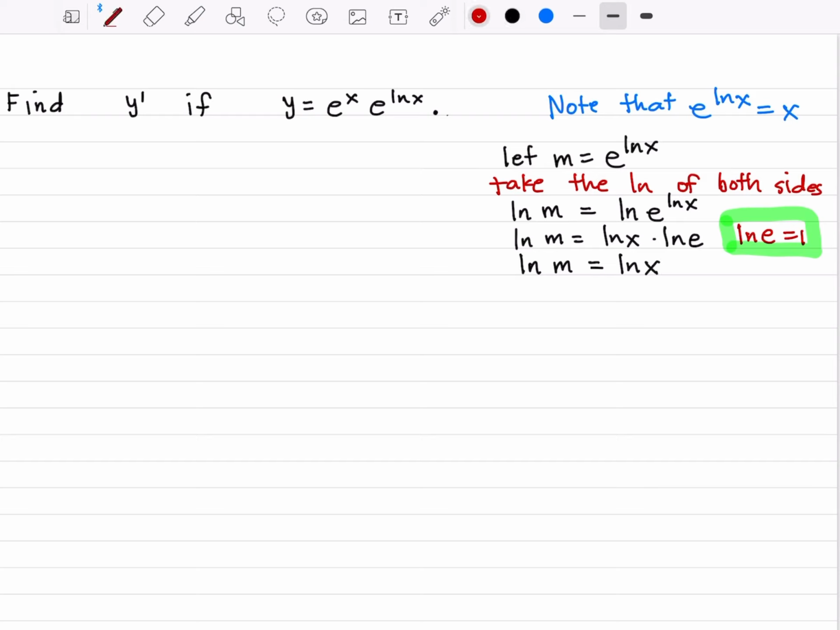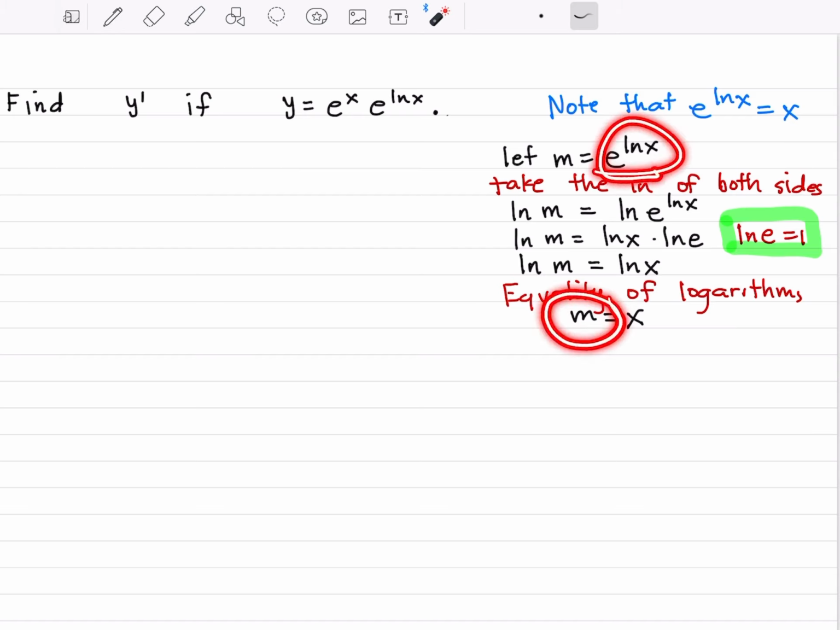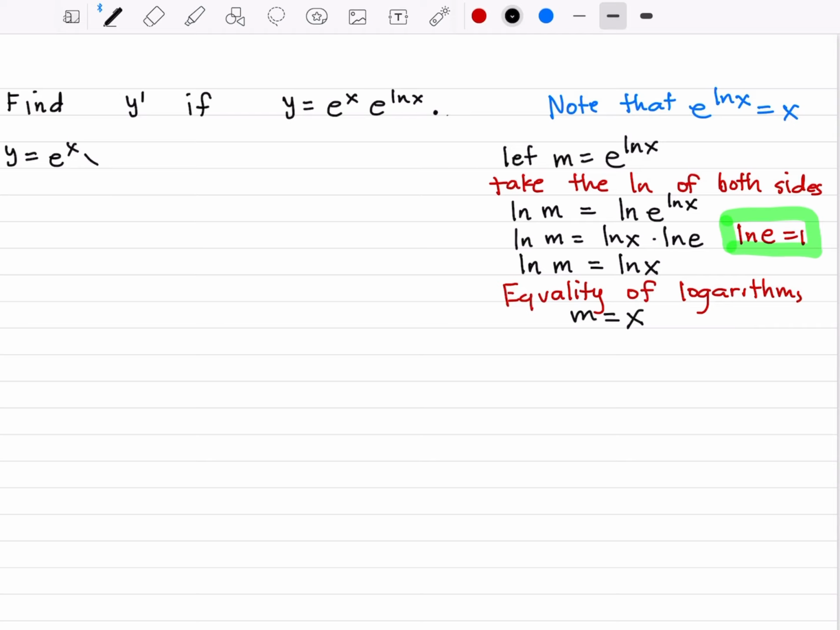However, there is also a property, the equality of logarithms. The natural logarithm of m equals the natural logarithm of x if and only if m equals x. So from here, m is equal to x. And take note that our m is e to the ln of x. So we can replace this now with x. Therefore, our given is reduced to e raised to x times x.